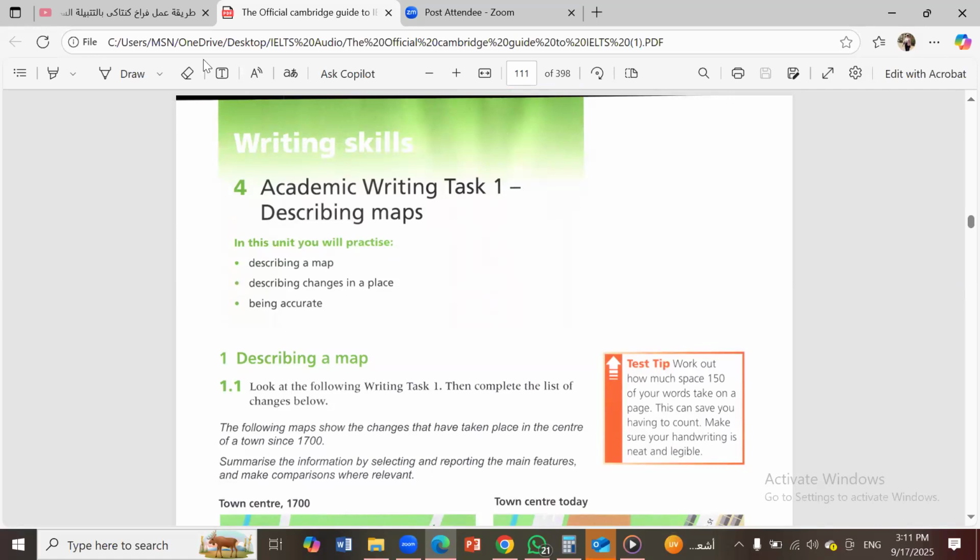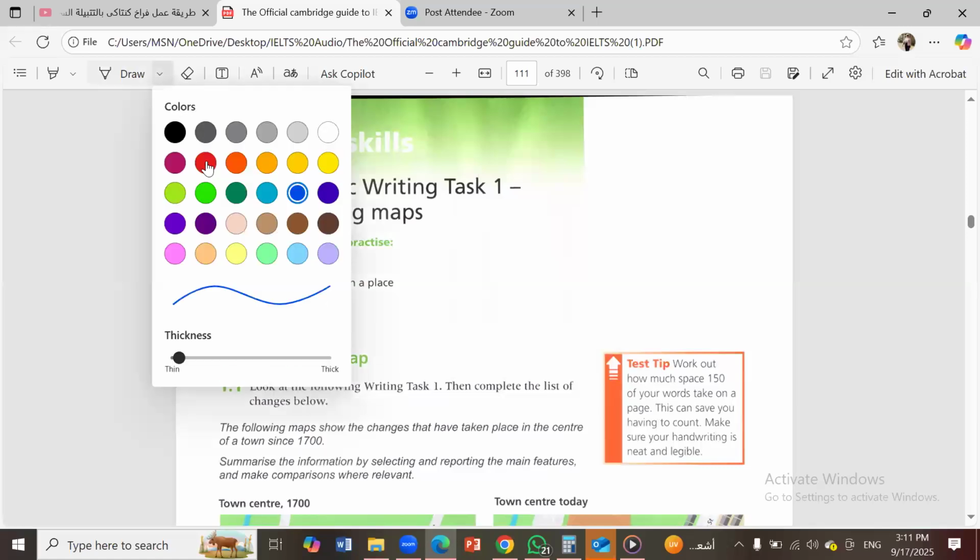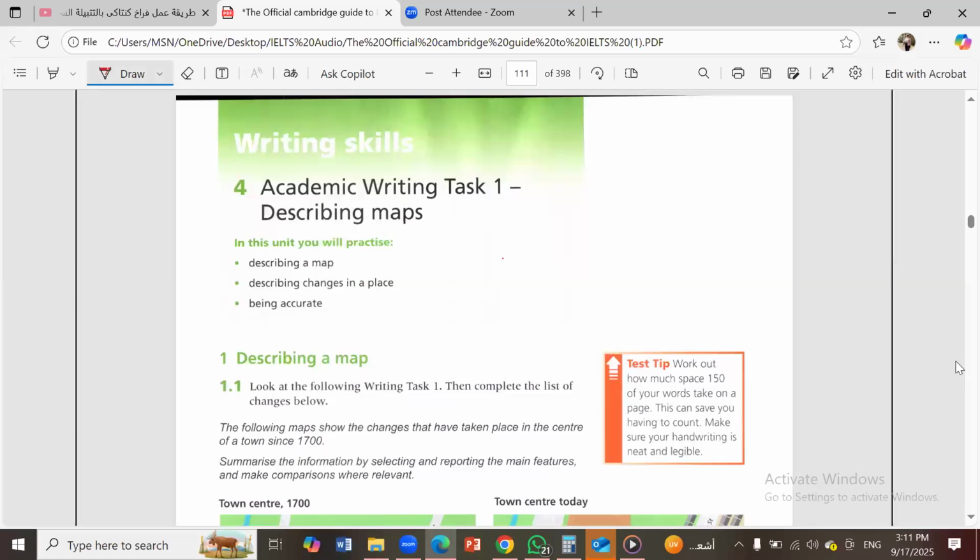Okay, so here we didn't describe maps before. He exposes you to a map, and he asks you to write in 150 words what's going on in this map. What is the change? What has changed and what is stable, and which object has changed, and so on. So we describe a map. We describe the change in a place in accurate language.